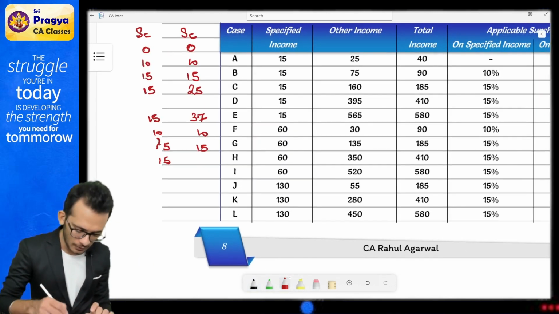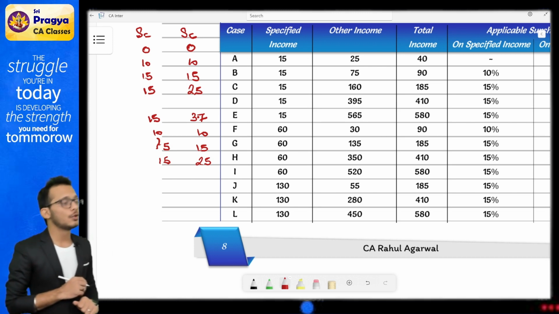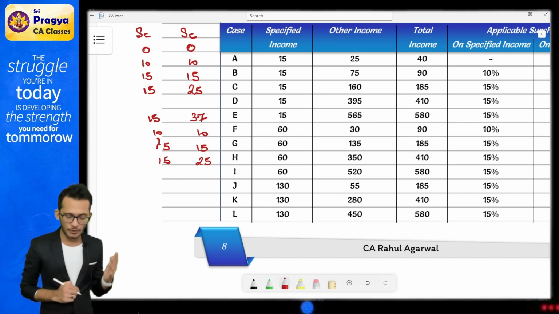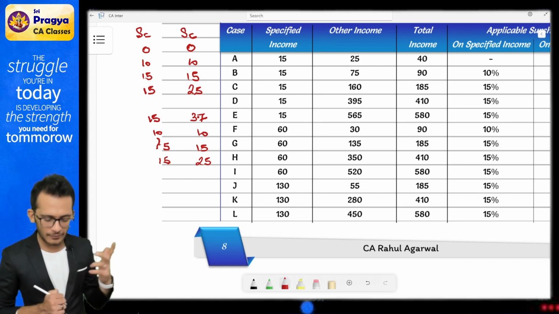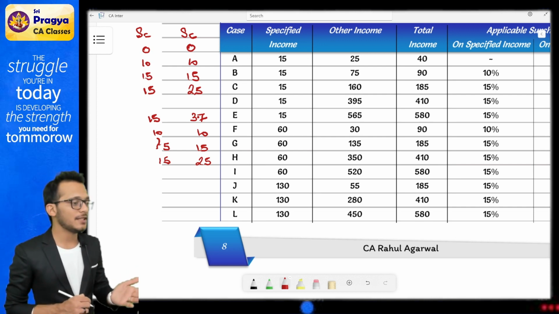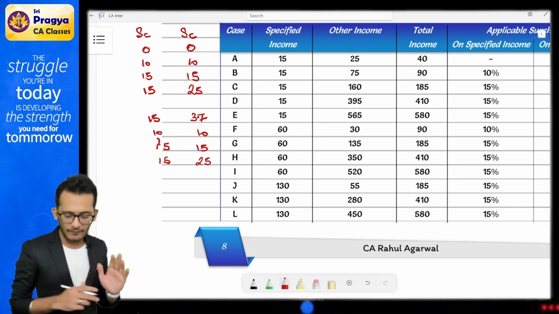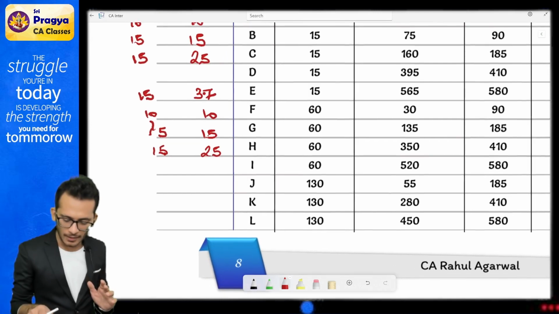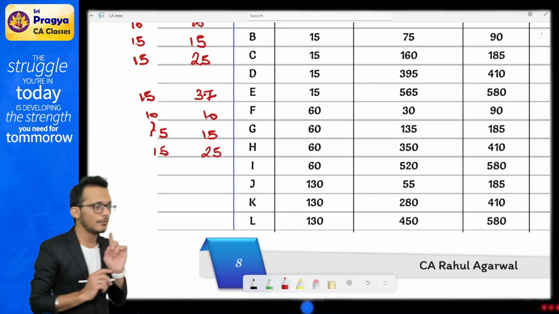25. Why 25, Rahul? Standalone basis, it is showing more than 2 crores and less than 5 crores. Then you have 60 and 520. 60 becoming special, 520 becoming others. When you have 60 and 520, what will happen? You will have to come and say split.